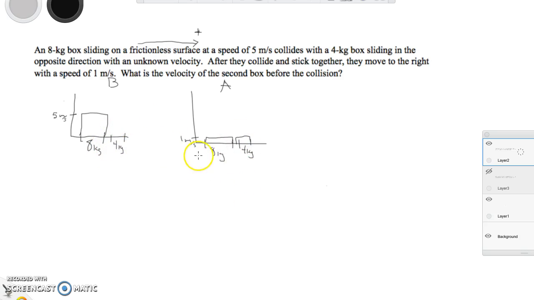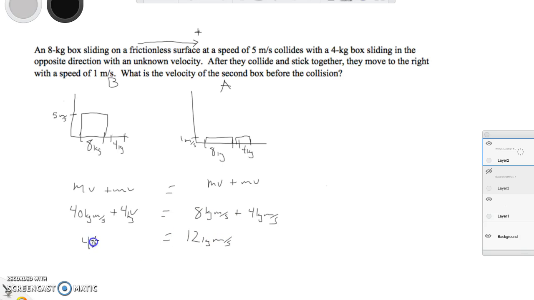Then we want to find out how fast this box was going before they collided. Well, we can find the total momentum of our system by adding up all of our momentums. So in this case, 8 times 5 is going to give us 40 kilogram meters per second. This will just be 4 times v, because we don't know what v is. Then 8 times 1 is 8 kilogram meters per second, and 4 times 1 gives us 4 kilogram meters per second, and so 8 and 4 makes 12.